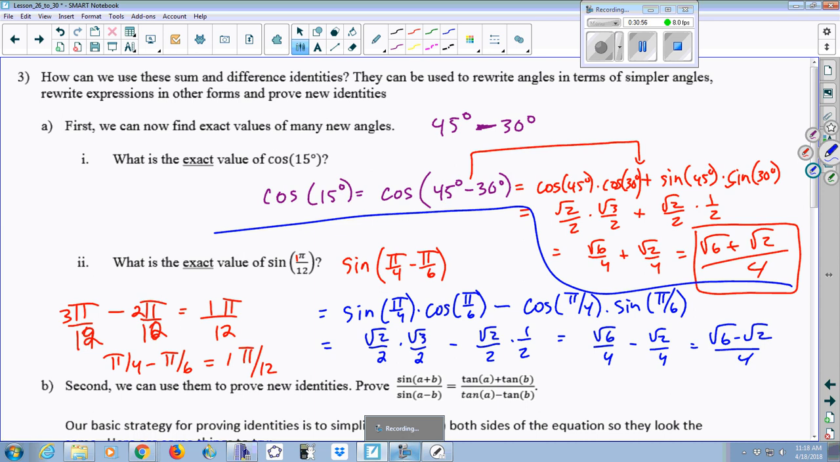So once you get these formulas written out, they're really just kind of plugging in the information. Okay. I guess I don't even have this on here. All right. Any questions on the first thing we can do with these new identities? Anything at all? You'll find out.